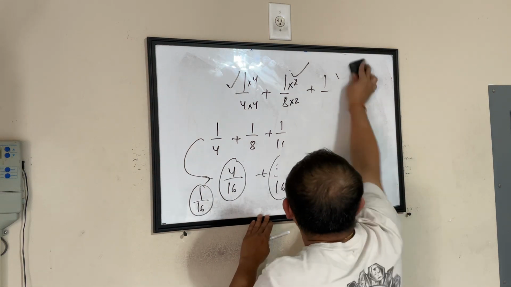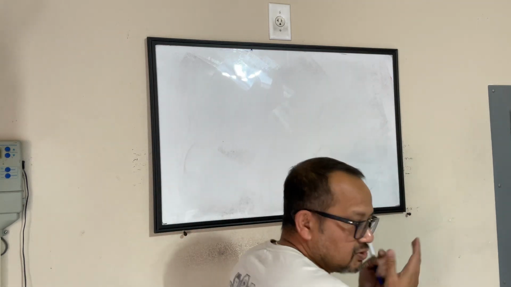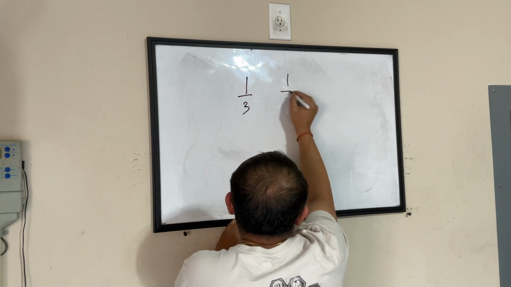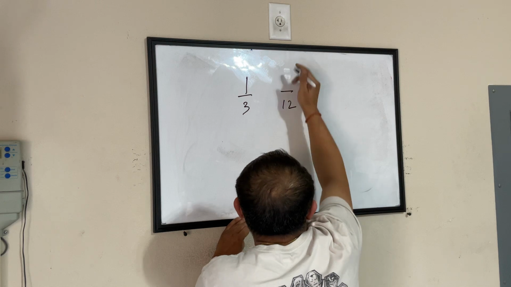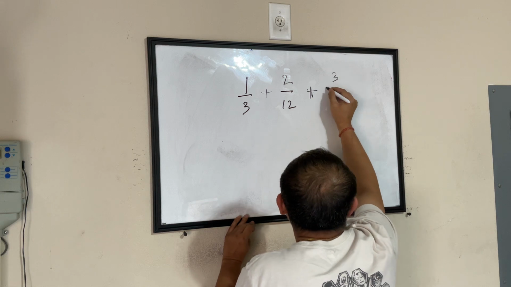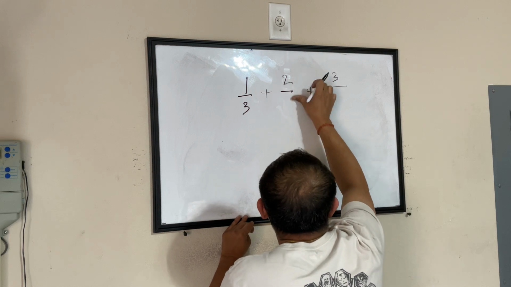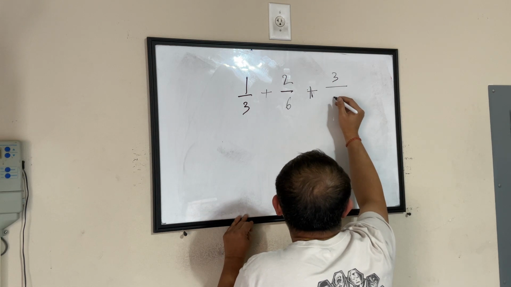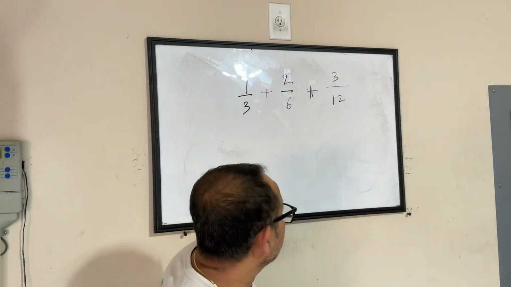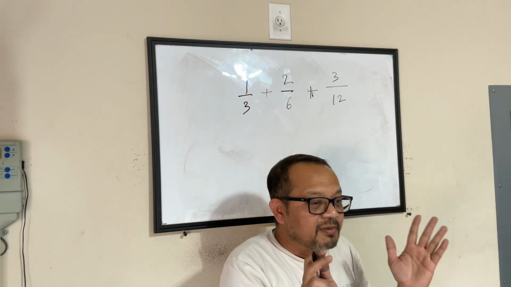Now, let's solve one more problem. And this time, we will not just solve it, we will think about it. Okay? Let's say I say 1 by 3 plus 2 by 6 plus 3 by 12. If I say add them, the first thing you will do is think about it, no rushing to solve it. I want everybody to listen to the commentary I'm doing right now.